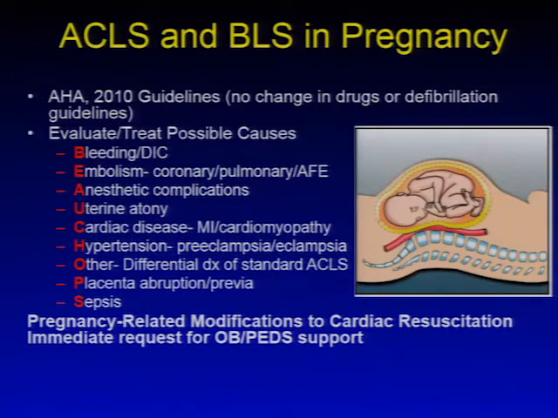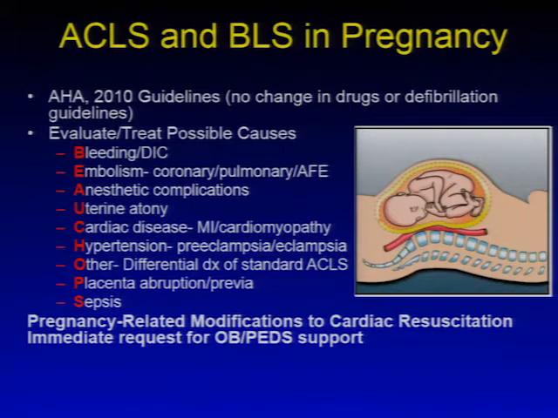The American Heart Association guidelines in 2010 addressed the rare occurrence of the need for advanced cardiac life support and basic life support in pregnancy. There are pregnancy-related modifications to cardiac resuscitation. One of these is providing left lateral uterine displacement by manual displacement, and also an algorithm to search for the possible causes, both CHOPS.